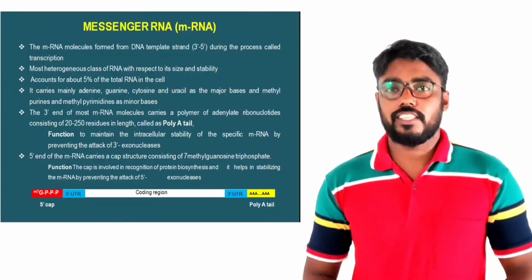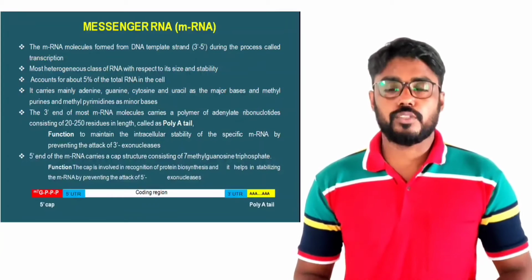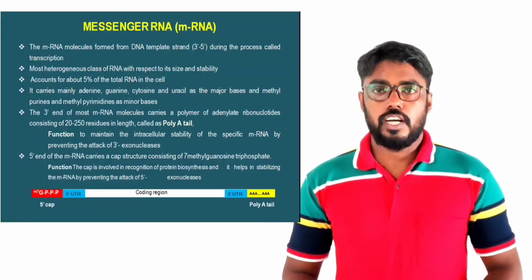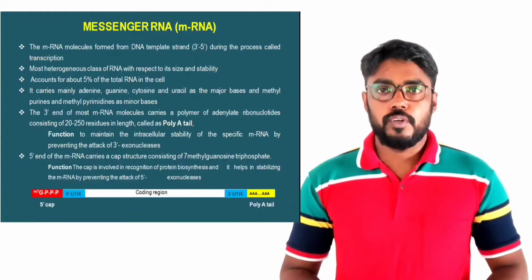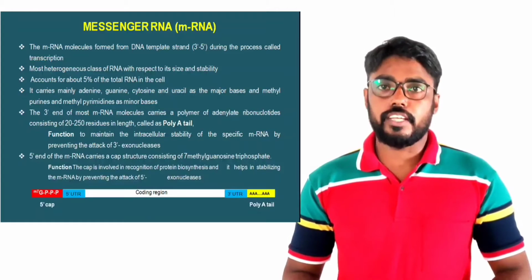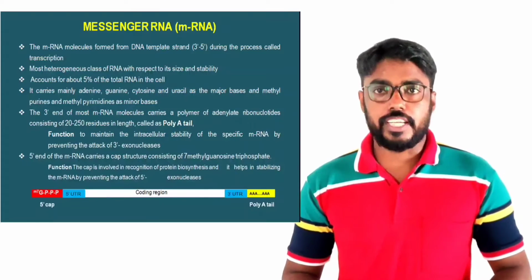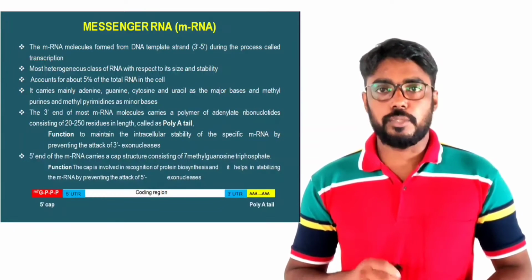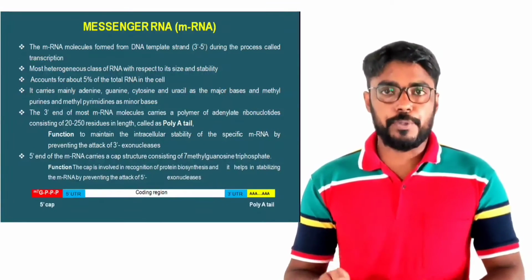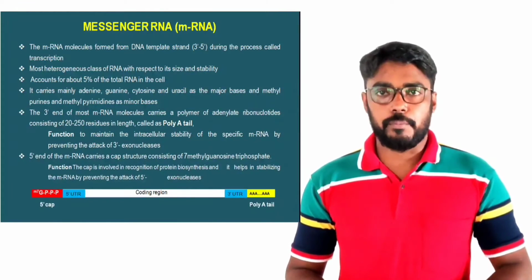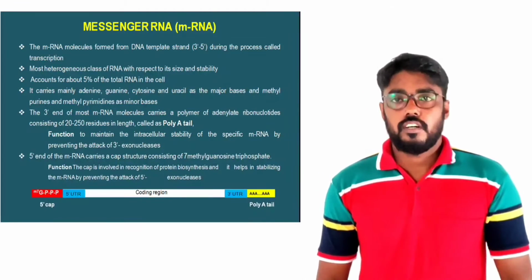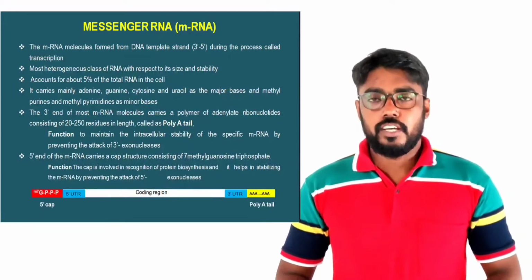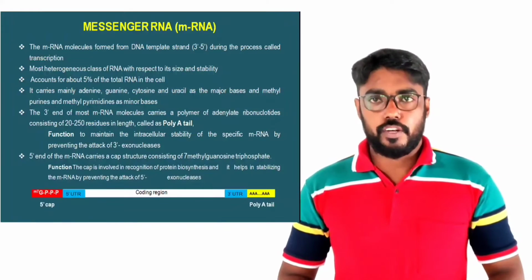The first RNA is the mRNA. This is the most heterogeneous group of RNA with respect to size and stability. This mRNA accounts for 5% of total cellular RNA. And this mRNA carries adenine, uracil, guanine, cytosine as the major bases, and methylpurine and methylpyrimidine as the minor bases present in the mRNA. And the 3' end of most mRNA has a polymer of adenosine monophosphate.